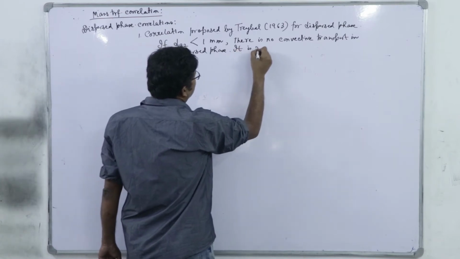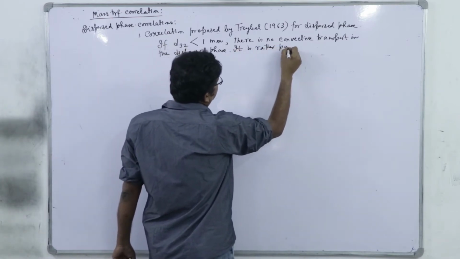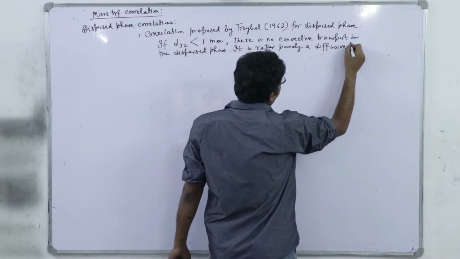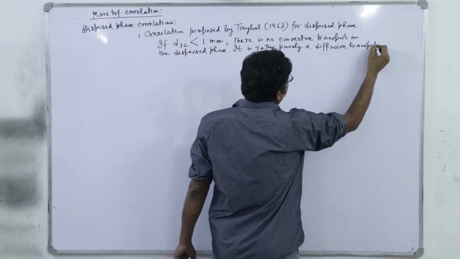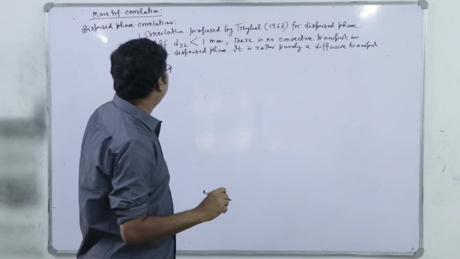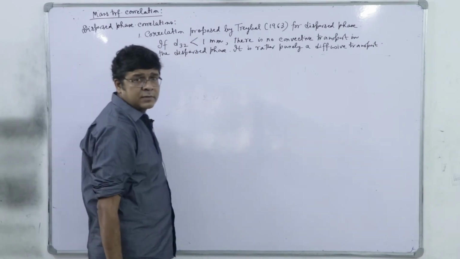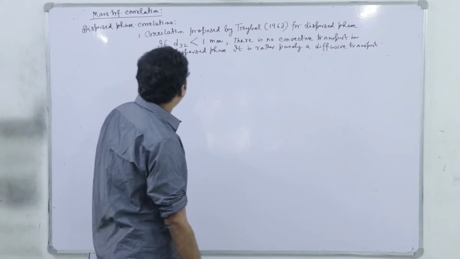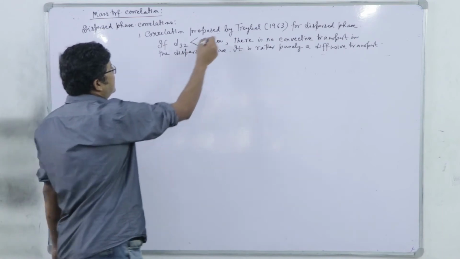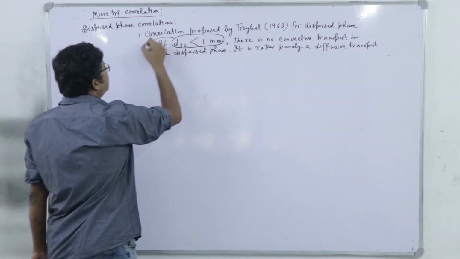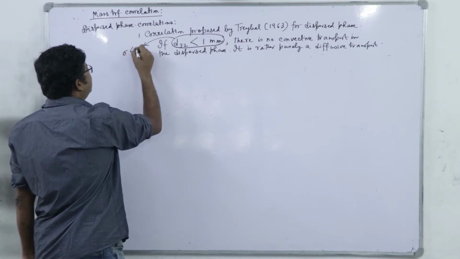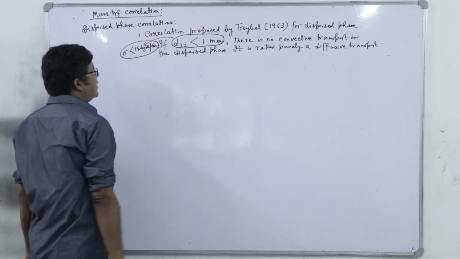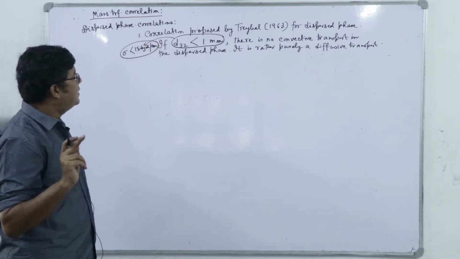It is rather purely a diffusive transport. Now, when it is a diffusive transport, which is valid for this drop diameter, it is also applicable for bubbles, the bubble diameter less than 1 millimeter. Additionally, there is another constraint: sigma should be less than 15 dyne per centimeter. There is an upper threshold of this interfacial tension. So, these two conditions must be satisfied.